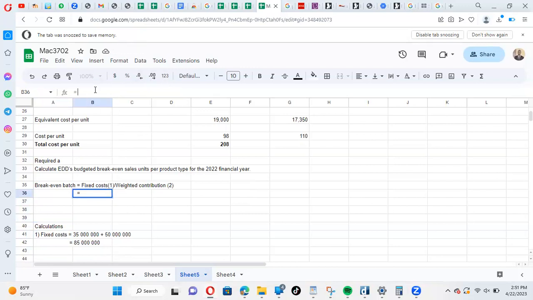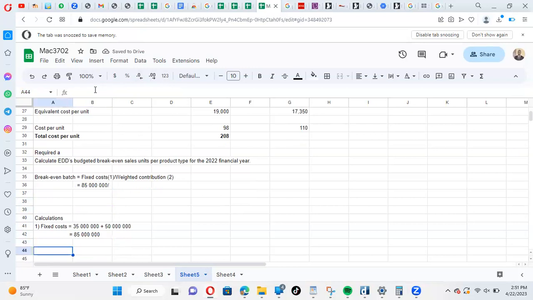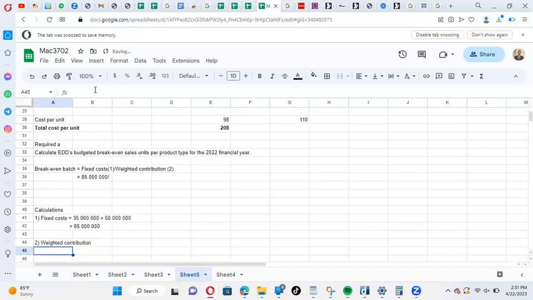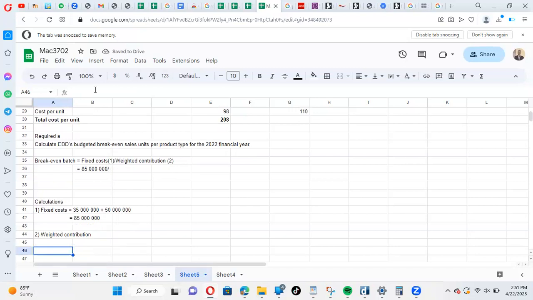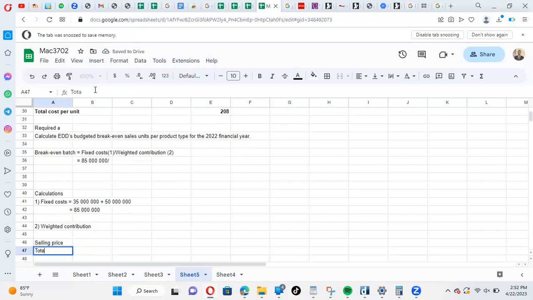We need part B now, number 2, sorry. 85 million. So what are we dividing that by? Let's find out. So that there is our calculation for weighted contribution. Weighted contribution starts off with our calculation for contribution, which is selling price. Then what do we less from the selling price? Total variable costs per unit. That's what we need to less there. How many products are we dealing with? Let's have a look.